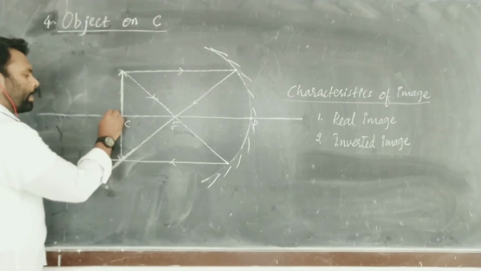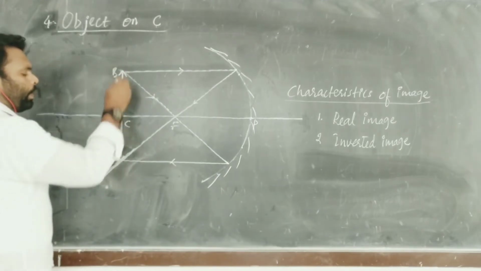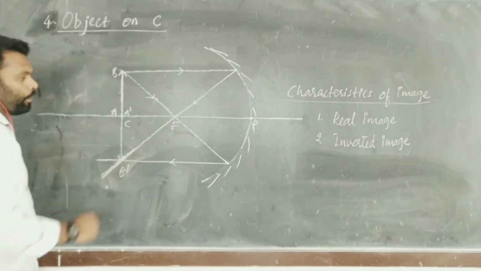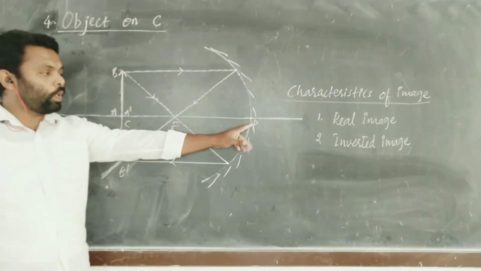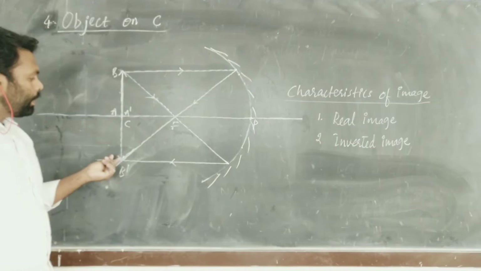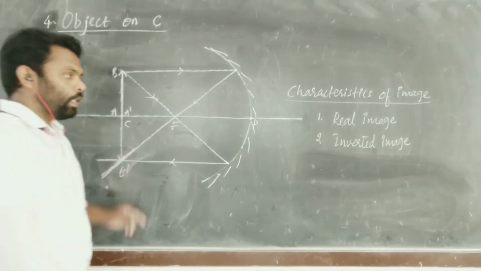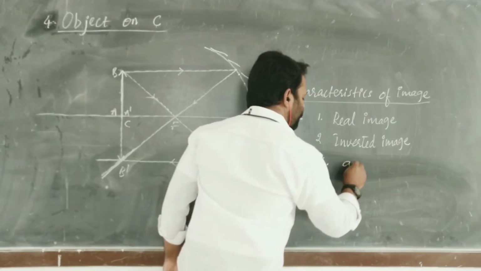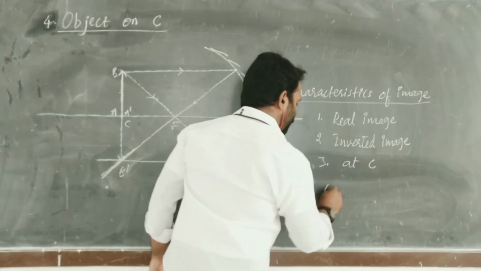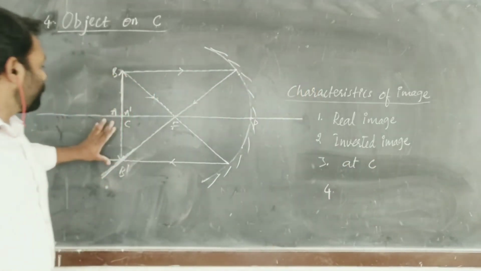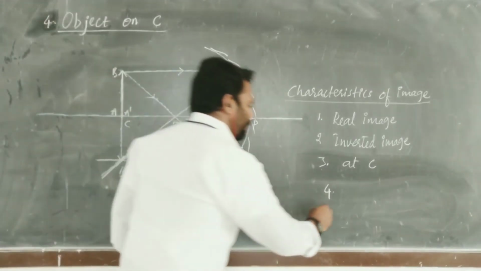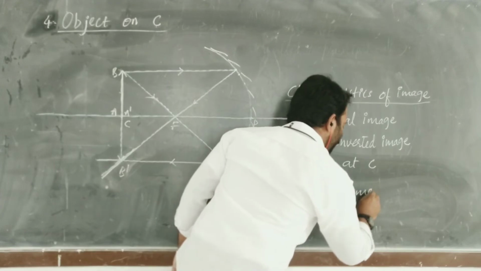Let us consider the object as A and B, and its image as A prime and B prime. All real images are inverted images. And where is this image formed? At the center of curvature. The third one is the position of the image: it is at the center of curvature. And fourth one, the size of the image is equal to the size of the object. So that is the same size.